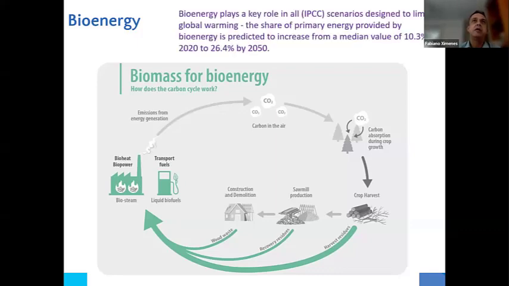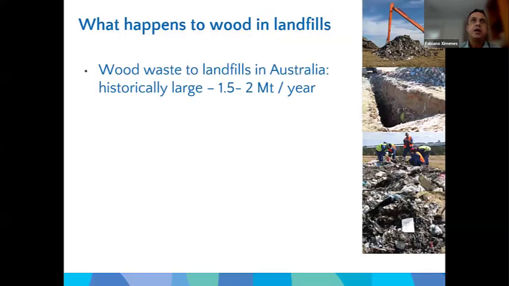And that benefit is acknowledged by the IPCC, the Intergovernmental Panel on Climate Change, which, in all the scenarios for limiting global warming, relies heavily on bioenergy to achieve those targets. And then the other option is what happens to wood in landfills. Unfortunately, in Australia, most wood products still end up in landfills. Historically, large portions, anything between 1.5 to 2 million tons each year, which is a very large number.